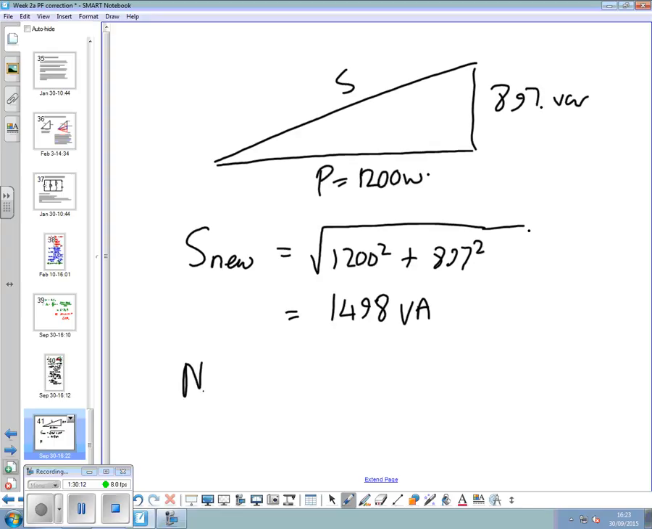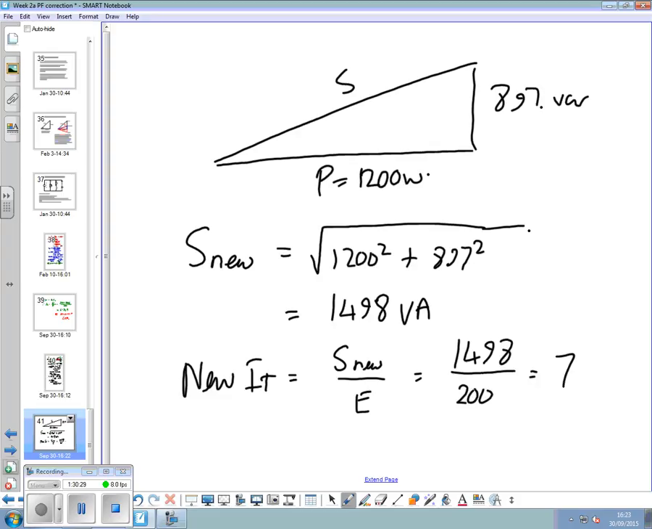A new IT is equal to S new over E, 1498 over 200 equals 7.49 amps. So we reduced our current from, I think it was 10 amps, wasn't it, to 7.49 by the introduction of that capacitor.